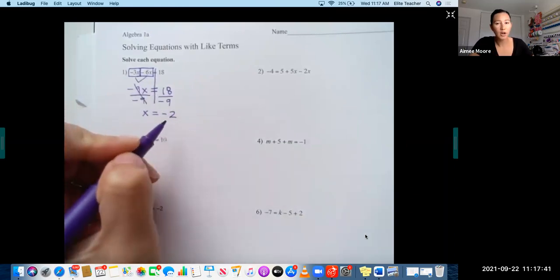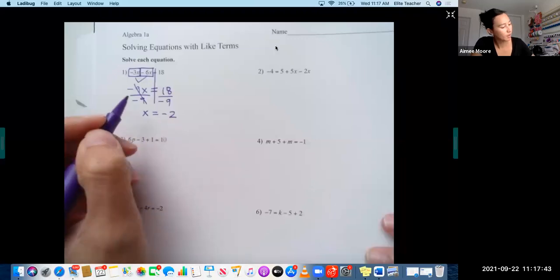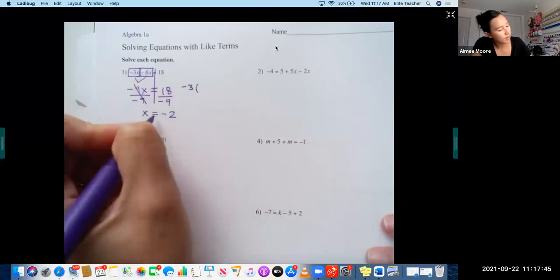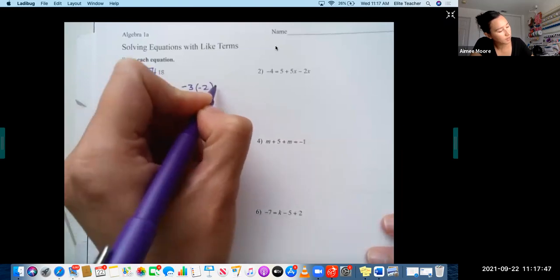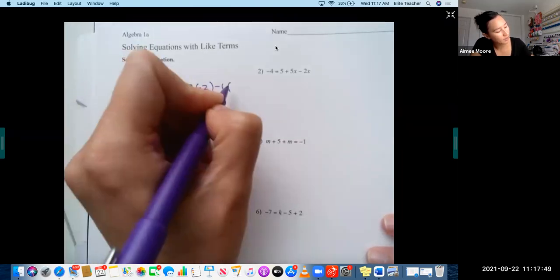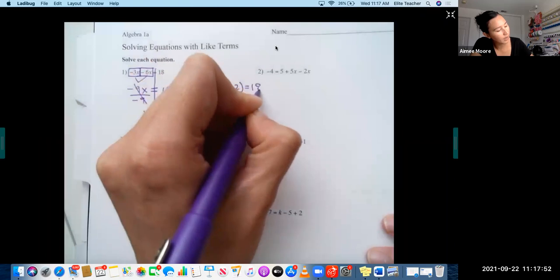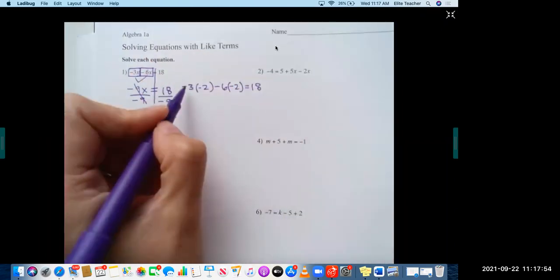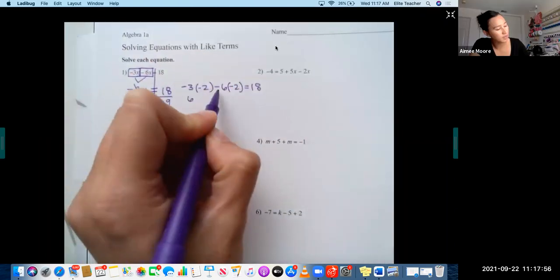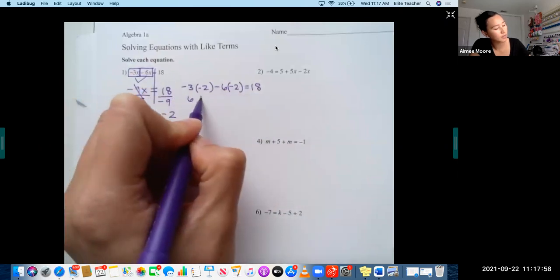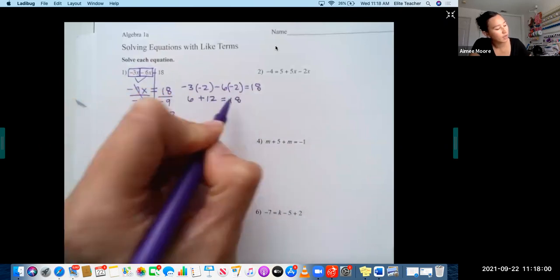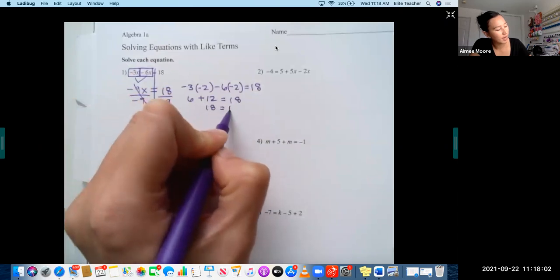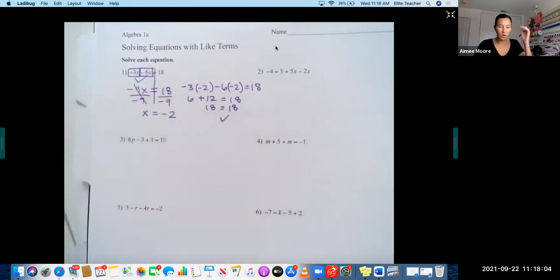And then let's check our work. Negative 3 times x, which is negative 2, minus 6 times x, which is negative 2, should equal 18. Negative 3 times negative 2 is positive 6. Negative 6 times negative 2 is positive 12. 6 plus 12, yep, is 18. So we solved correctly.